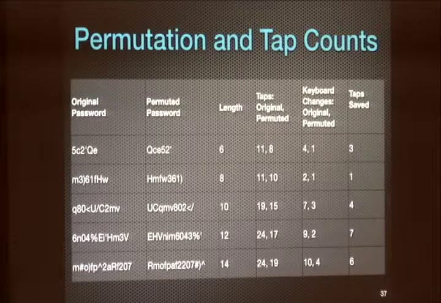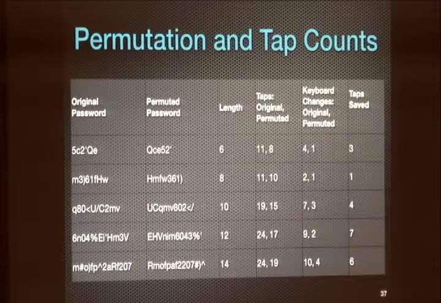And then the tap savings doesn't sound like too much, right? 1 to 7 taps, depending on how long the password was. Well, if you think about how many times a day you would have to enter this password, that's a lot. There's a lot of research in the psychology field that people are sensitive to very small inefficiencies, right? So this is actually a big deal.